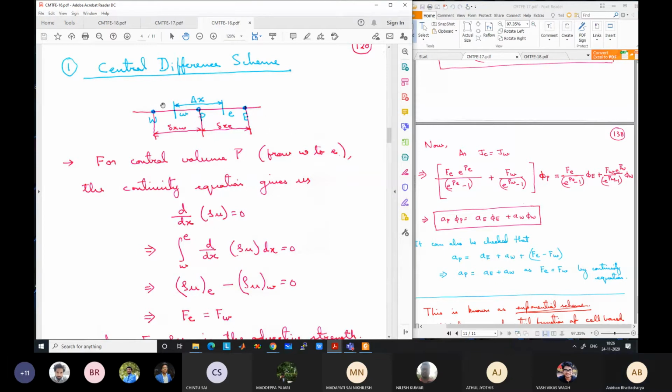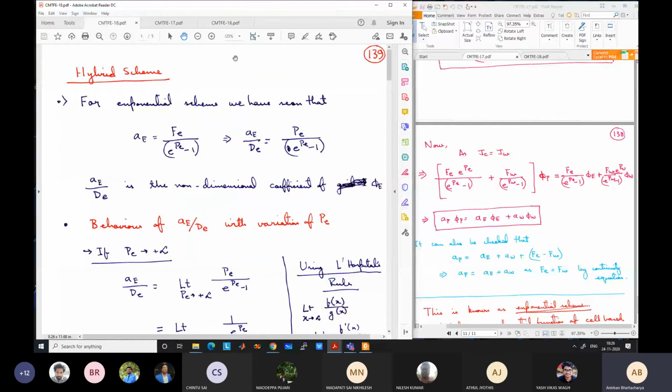Obviously these things depend on both diffusion and convection, but at high Peclet number, these are more convection. Whenever I say convection, it means advection dominant. So we want to find out the variation of AE and AW with the Peclet number to see what the influence is, and whether we can mimic the influence by using some shortcut methods instead of the exponential scheme. That is the main idea.